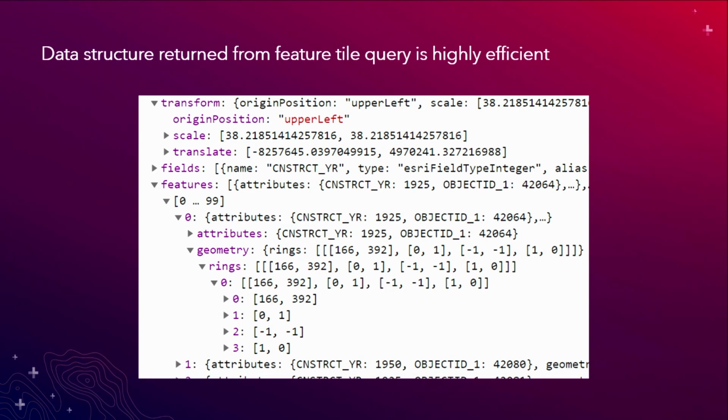Just to give you a little look behind the scenes, the data structure returned from the feature tile query is highly efficient. This is the JSON version of a protocol buffer response. If I look for this single feature's polygon, in this case constructed in 1925, it has on its one ring 4 vertices. It just has the starting point, which is with respect to the translation coordinates, the origin that's specified from the quantization. And then it just offsets.